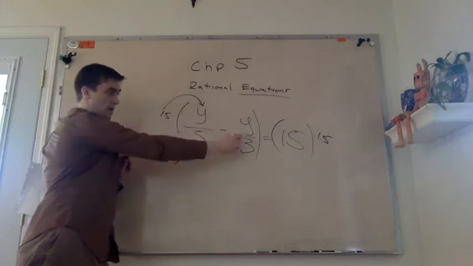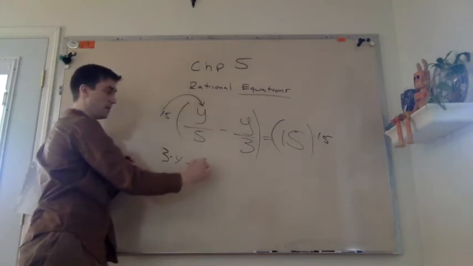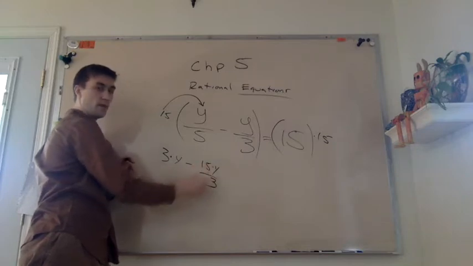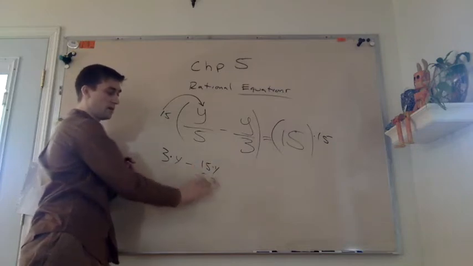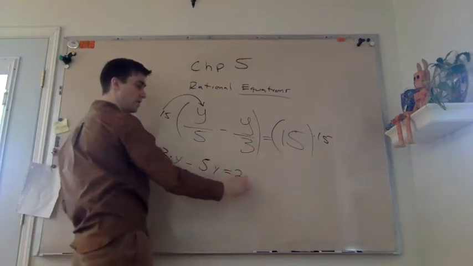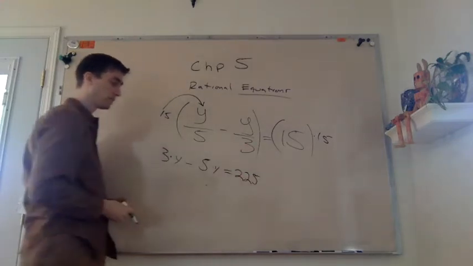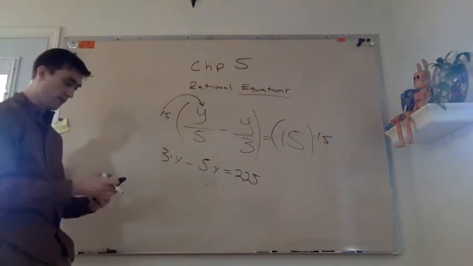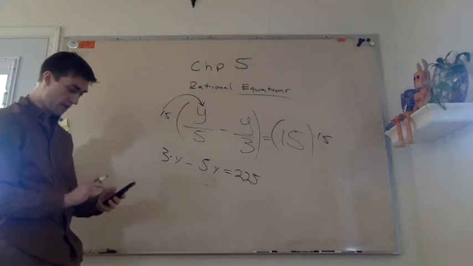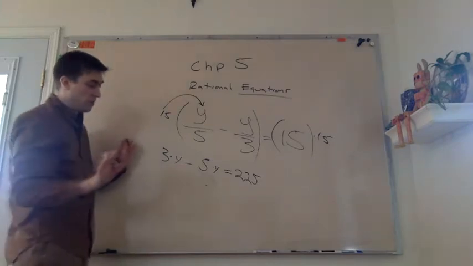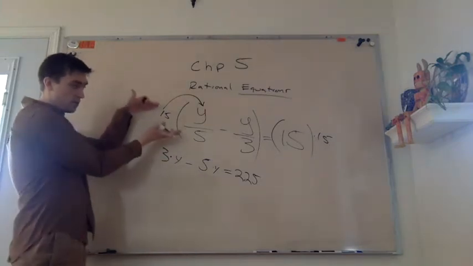15 times negative y divided by 3 is negative 15y divided by 3, which simplifies to negative 5y. And 15 times 15 is 225, I think. Probably verify that. I'm not good at head math, as you know. 15 times 15, 225.